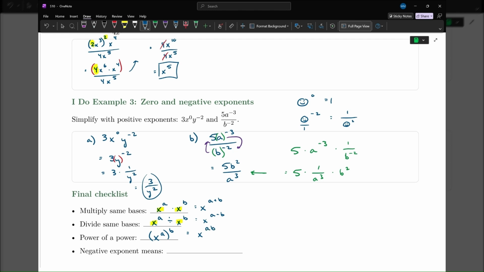You multiply those exponents. And finally, negative exponent: if you have x to the negative a, it's the same thing as 1 over x to the a, or you can write it as 1 over x all to the a. It's the same thing. And that's it.